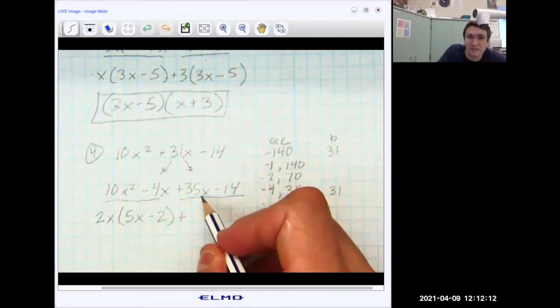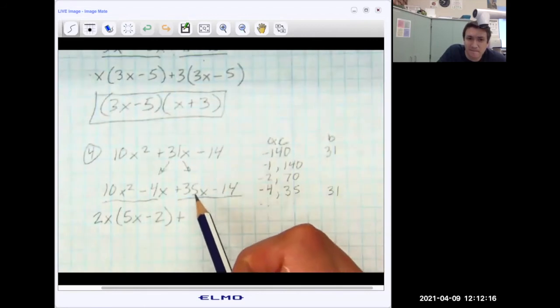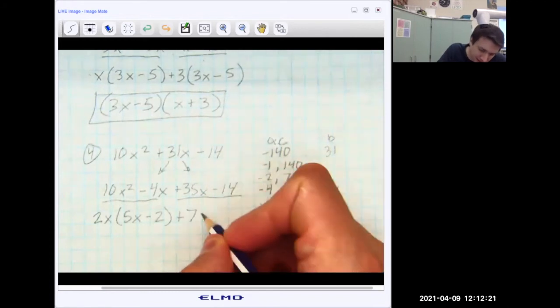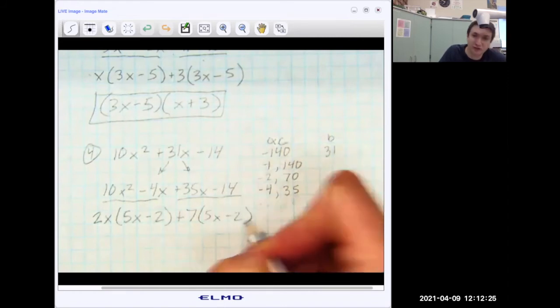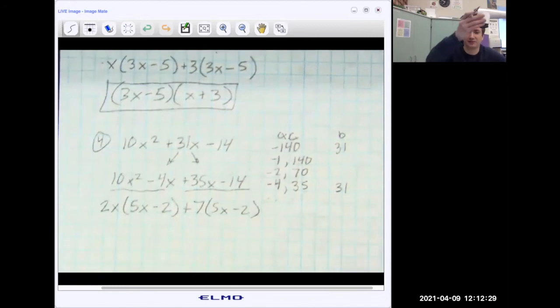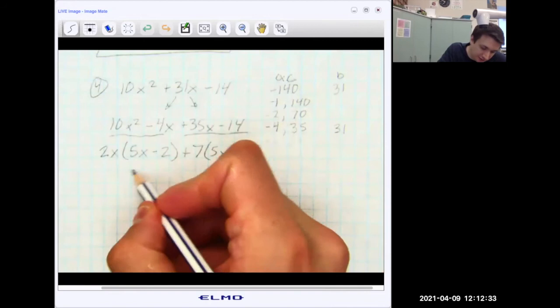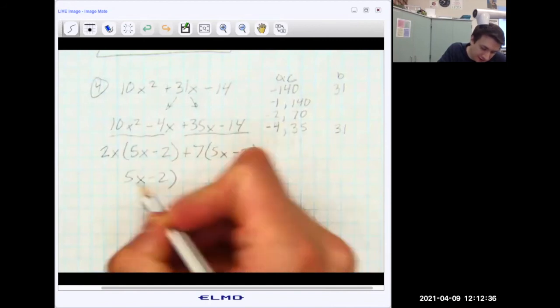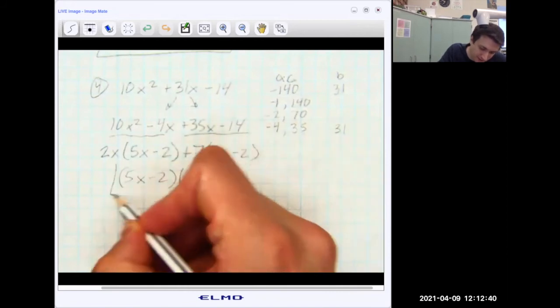Let's see. Up here, it just divided straight out, so I'm going to look for that again. A 7, it looks like. So I think it's just going to be a positive 7. If I get a 5x and then a minus 2, good, it works. See, our two polynomials here match. And so now I can go ahead and put it all together for my final answer. And this should match yours. 5x minus 2 times 2x plus 7. There we go.